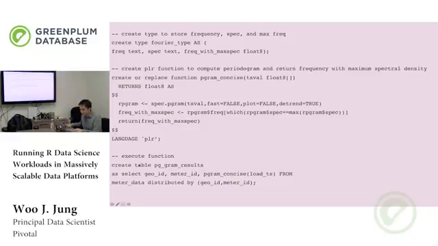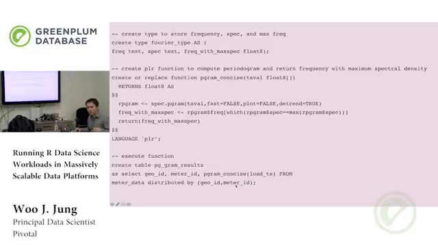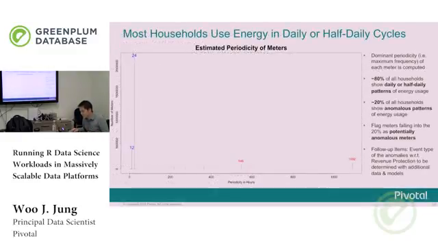And then lastly, we execute the function by invoking the pgram concise function pointing to a data set named meter_data. And if we execute this, then we're able to essentially get back parallelized executions of the FFT algorithm grouped by geographical ID and meter ID. So essentially, for each meter that we're tracking in this data set, you'd be running an FFT in parallel inside of Greenplum. And we get some really interesting results back by doing something like this.